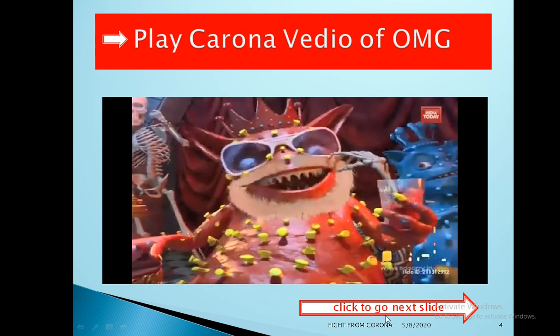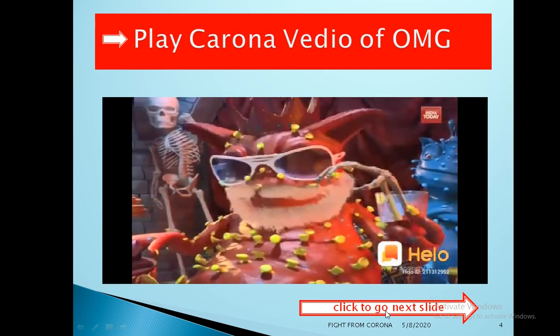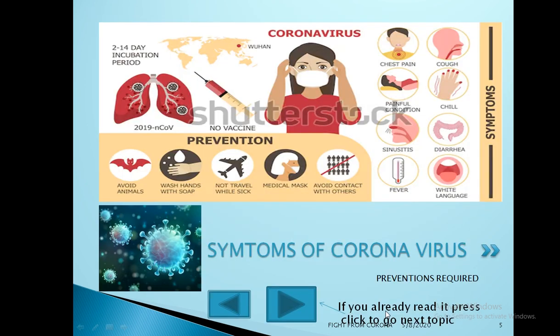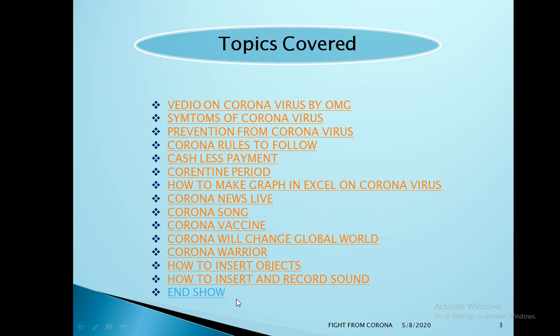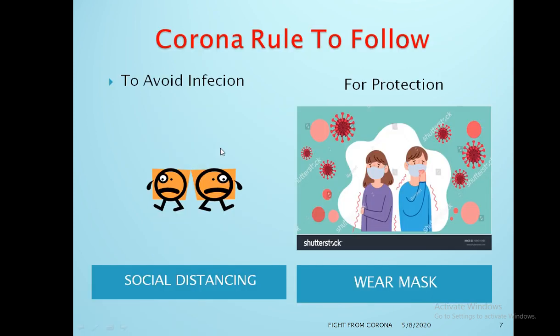Suppose corona. Here I have taken two action keys. From this you can go back to the menu. Here you can say Corona rules to follow. Here when you press this one, then it will animate the picture.